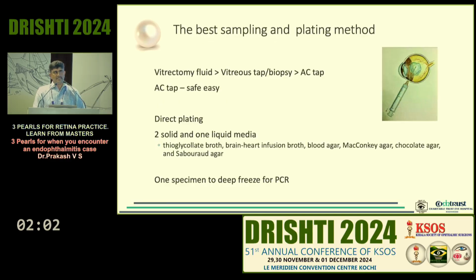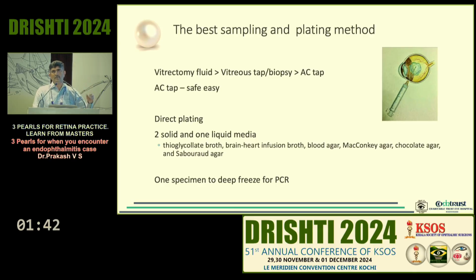So the best and safest sampling method is taking an acid tap, which could be done by any anterior segment surgeon. And you always have a direct plating, because the yield even in the best of the eye institutes is less than 50% microbiological yield. So direct plating improves microbiological yield. So keep a culture plate in your OT.